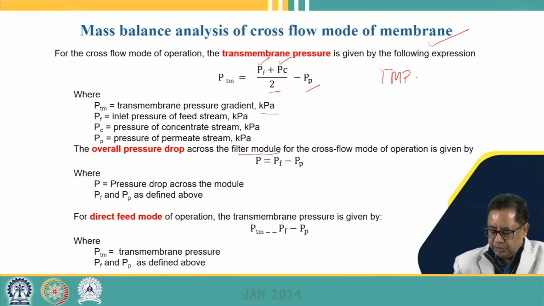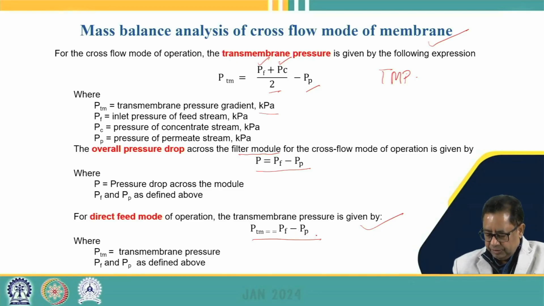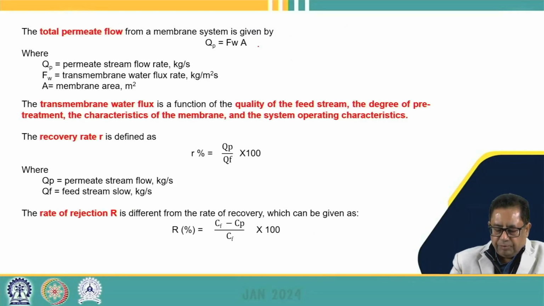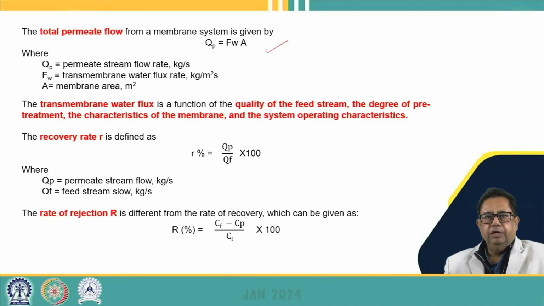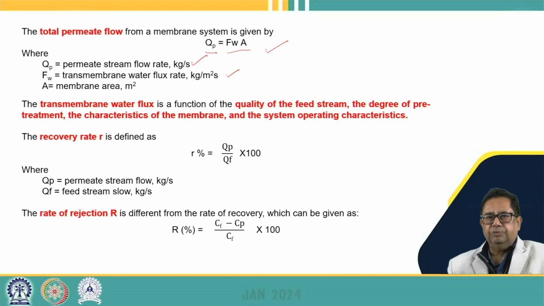If we talk about the filter module, the overall pressure drop can be represented by ΔP = PF − PP, where PF is the feed pressure and PP is the pressure of the permeate. And in the direct feed mode, the transmembrane pressure is given by PF minus PP. When we talk of the total permeate flow, the flow passing through the membrane, this may be given by FW times A. Here QP is the permeate stream flow rate, expressed in kg per second, and FW is the transmembrane water flux rate, the rate at which the water, the solvent, is passing through the membrane.